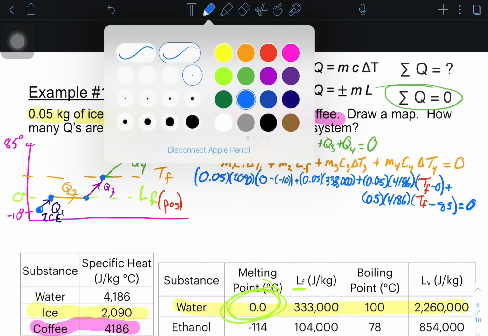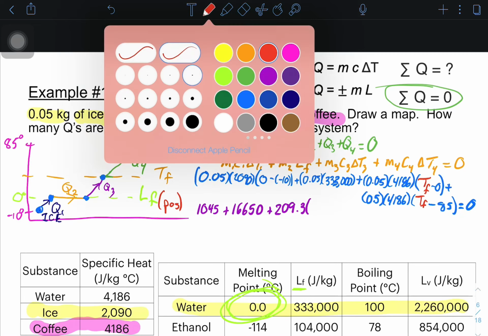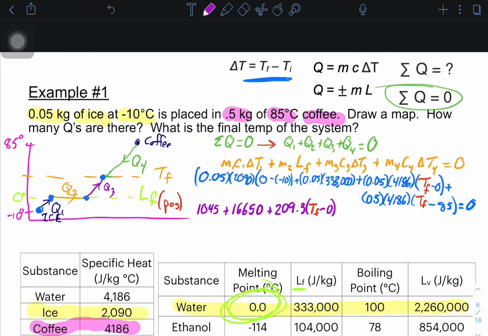So now we start doing our multiplication. Q1 is 1045. Q2 ends up being 16650. Q3 is 209.3 times TF minus 0. We're going to have to distribute that in just a moment. Plus 2093 times TF minus 85, which is equal to 0.